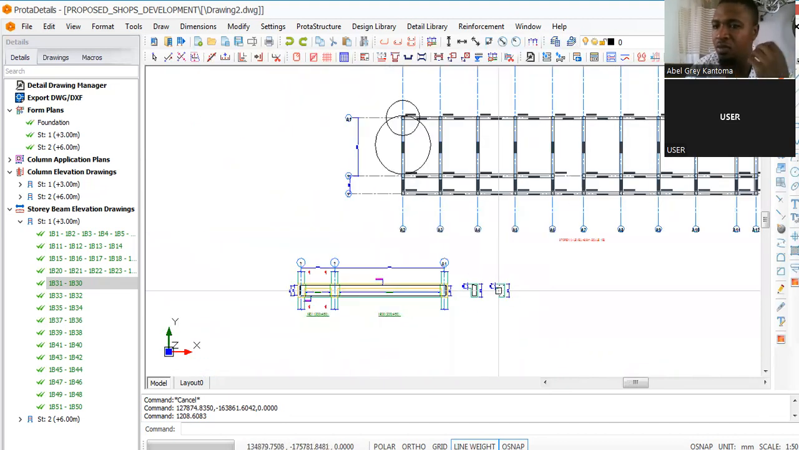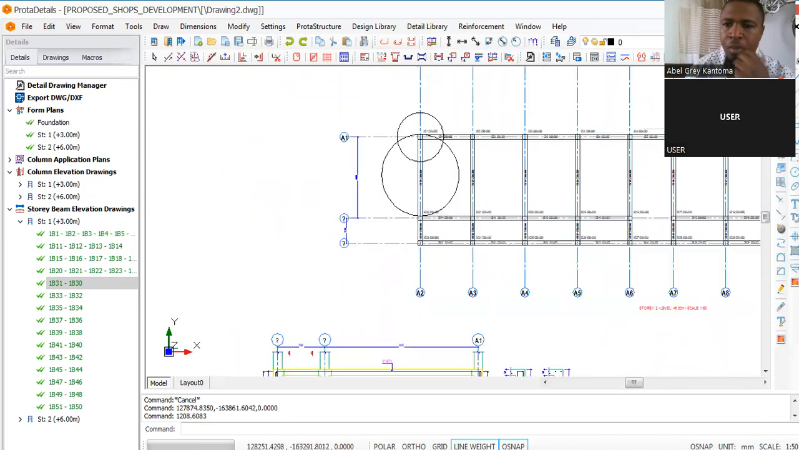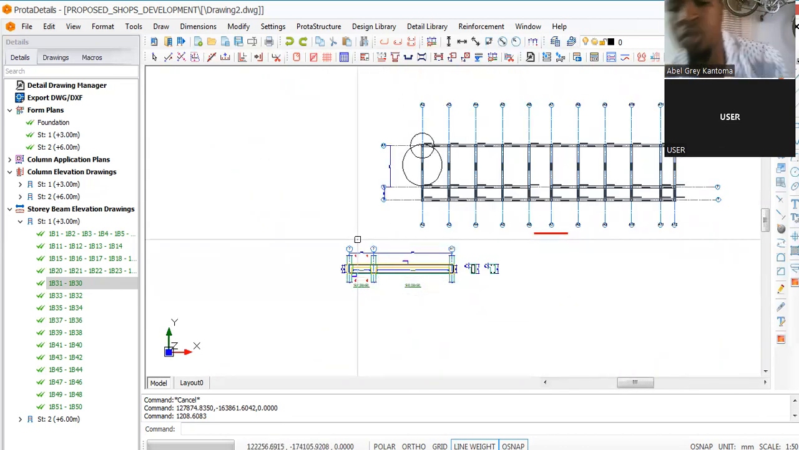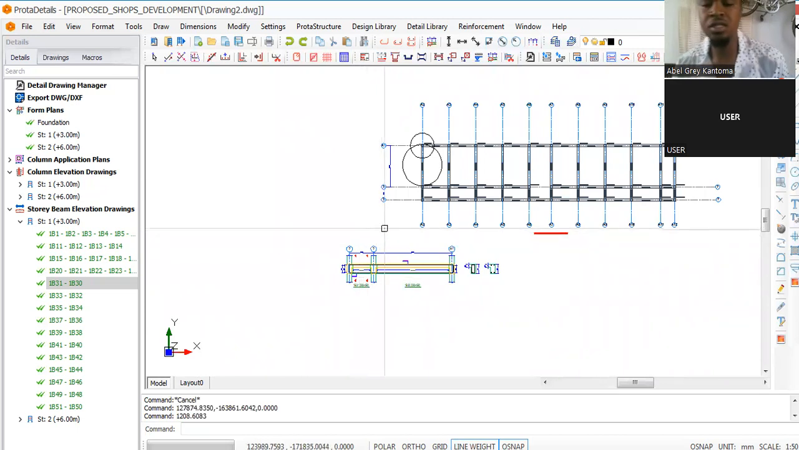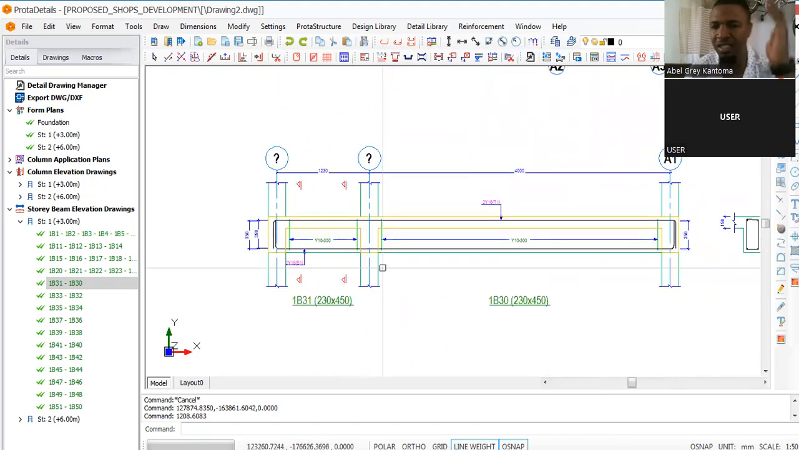We have T beam, we have L beam. Okay. So this is actually an L beam. Okay. So that is it. So there is nothing that difficult or really different from the detailing we have here and what we have in the AutoCAD detailing manually.